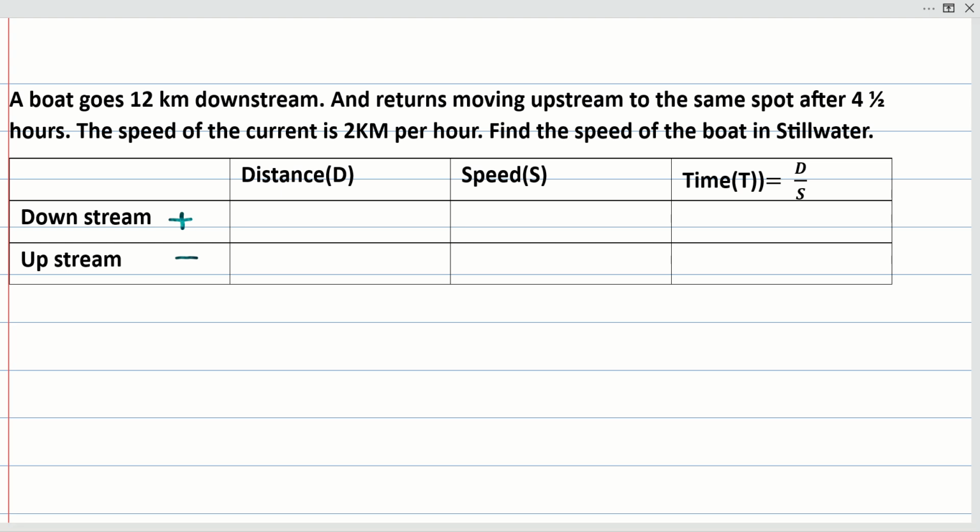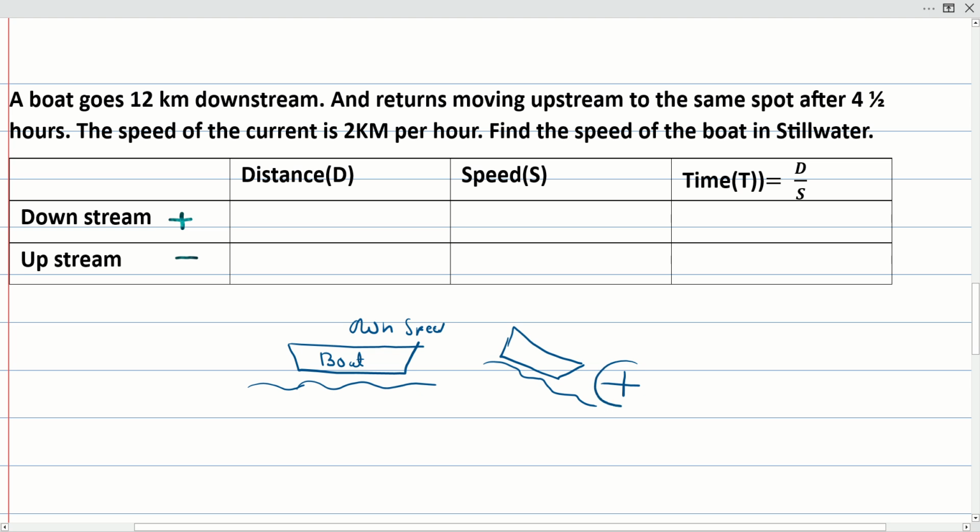Fine. If students just understand this, if the boat is moving in still water, it means the flow of water is not affecting the boat. So the boat will move with its own speed. But if the boat is moving downstream, its speed gets added: its own speed plus the speed of water.